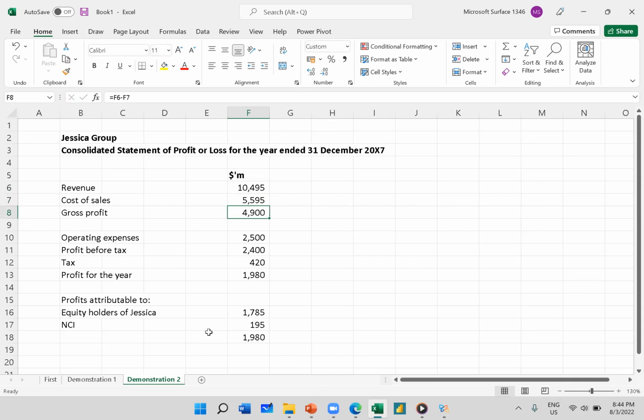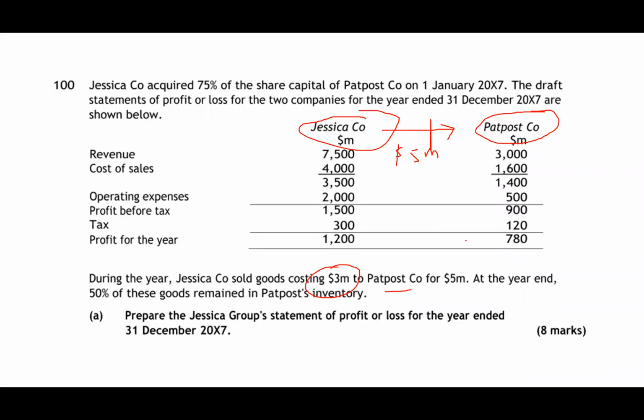Okay, and we are about to finish here. Lastly, this is perhaps more difficult. What happens here is that Jessica Co sold goods costing 3 million, meaning when Jessica Co bought the goods from someone else, the supplier of Jessica Co, Jessica Co paid 3 million. This is the cost to Jessica, to the parent. But when Jessica sold this to Pat Post, the selling price is 5 million. That means Jessica makes a profit of 2 million. 5 minus 3, simple maths, my dear, 2 million.